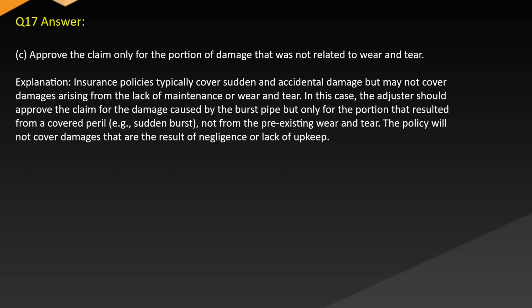Answer: C. Approve the claim only for the portion of damage that was not related to wear and tear. Explanation: insurance policies typically cover sudden and accidental damage, but may not cover damages arising from the lack of maintenance or wear and tear. In this case, the adjuster should approve the claim for the damage caused by the burst pipe, but only for the portion that resulted from a covered peril, e.g., sudden burst, not from the pre-existing wear and tear. The policy will not cover damages that are the result of negligence or lack of upkeep.